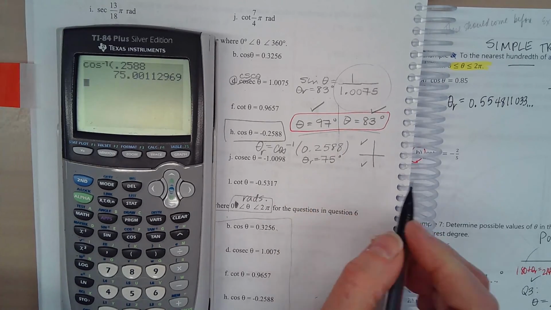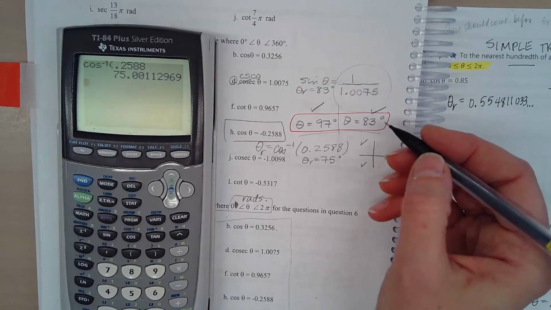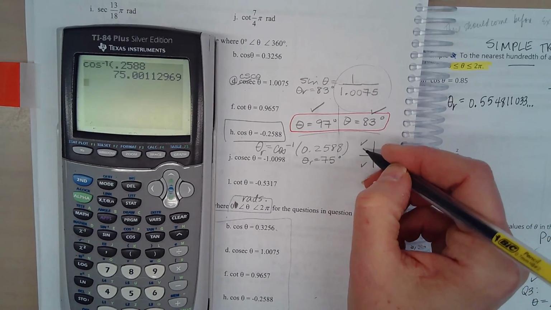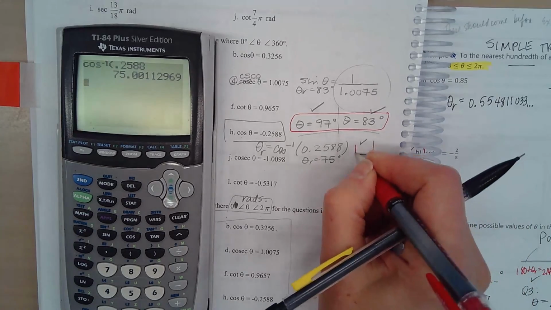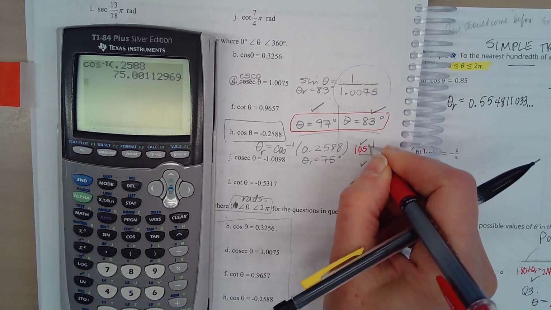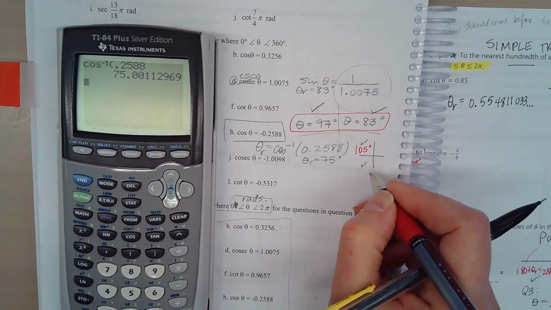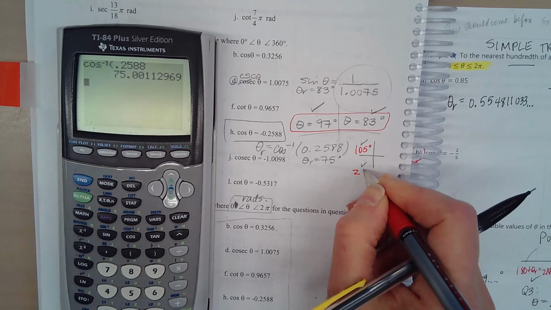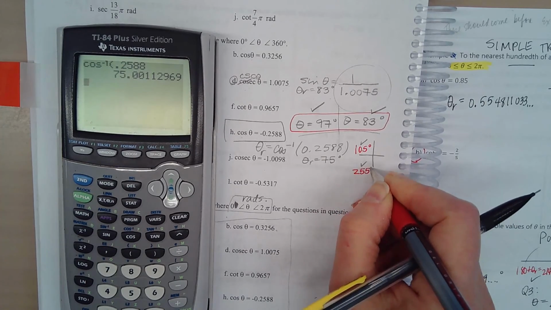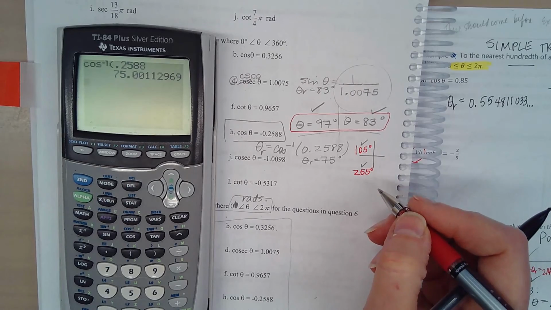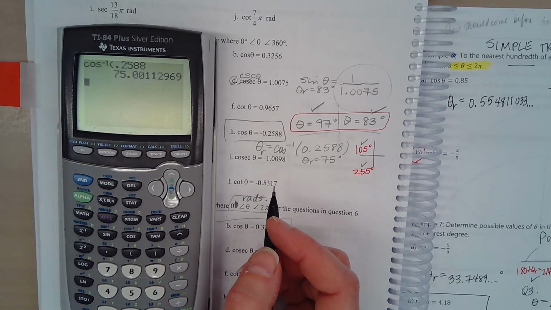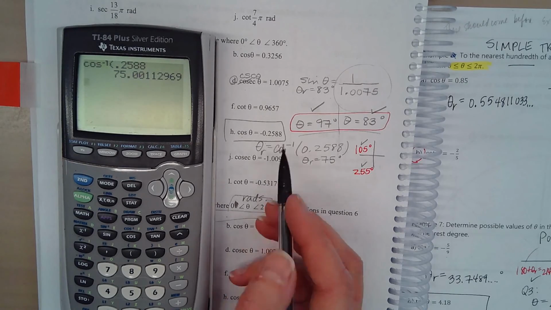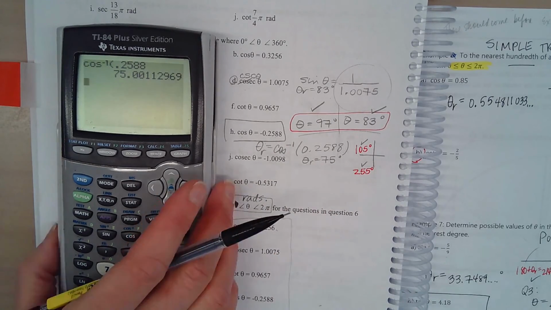I think I can do this without a calculator, because it's a nice even number. So 180 take away 75, I'm going to get what? 105 degrees. And then 180 plus 75, 255. Okay, so those would be my answers. Notice you never type the negative sign in for a reference angle. You use that negative sign to determine the quadrants.